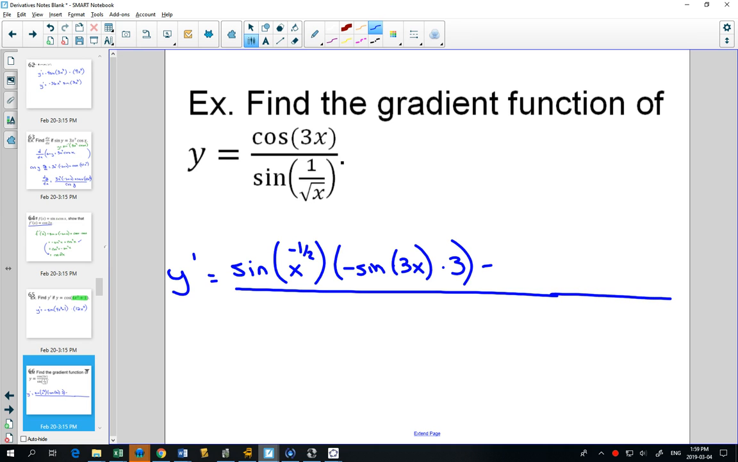Minus, now we keep the top function the same, cos of 3x, multiplied by the derivative of our bottom function. It's a chain rule again. The derivative of sine is cos, multiplied by the derivative of the inside. Man, I still ran out of room. Negative 1/2 x to the negative 3/2. All over the bottom squared.